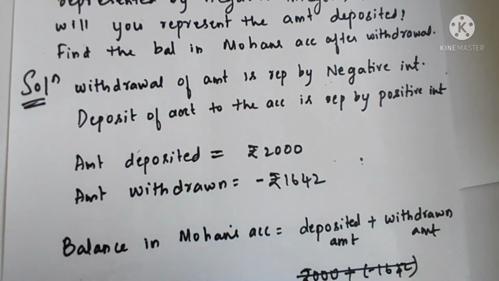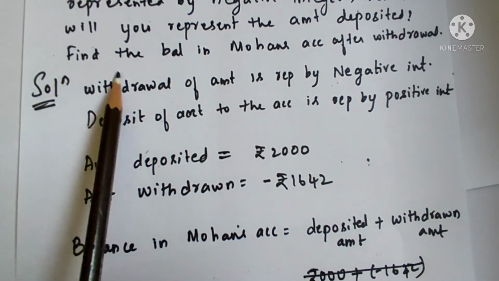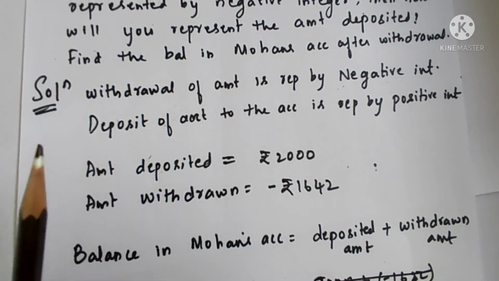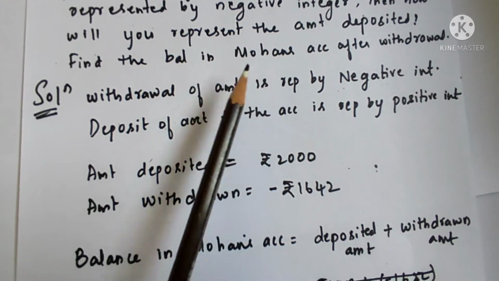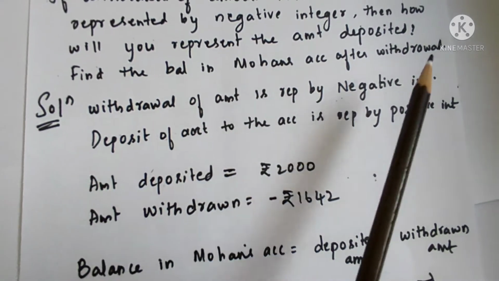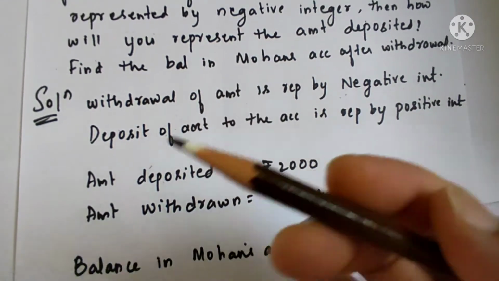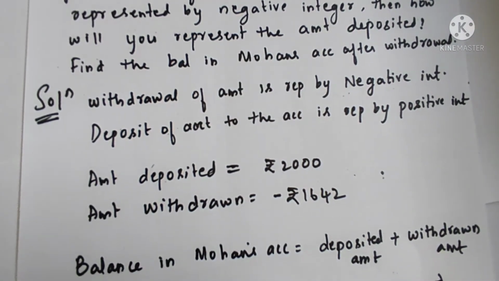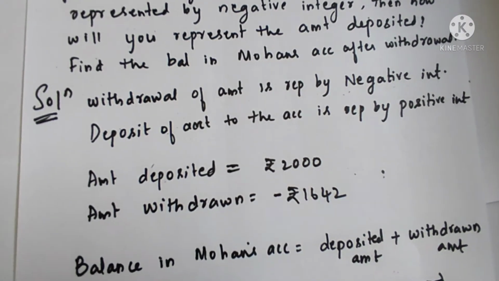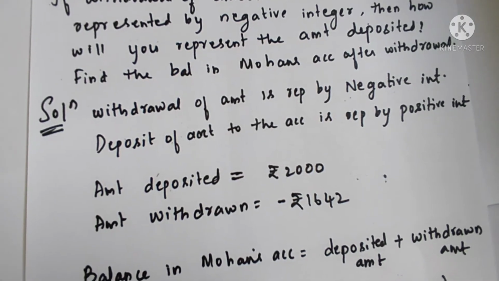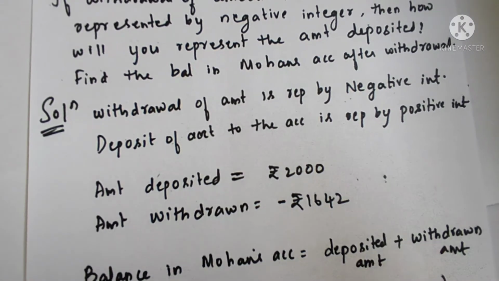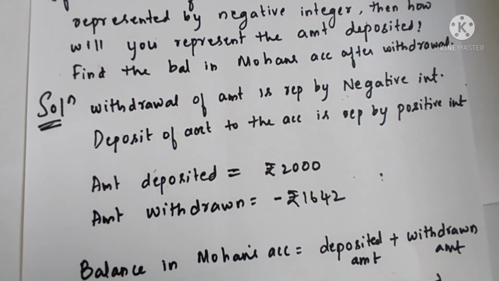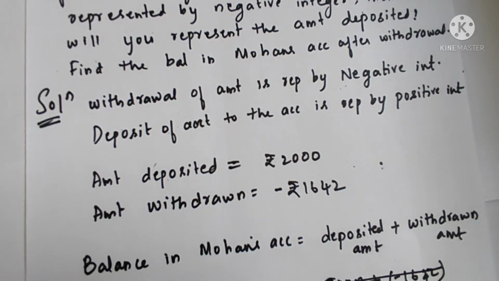Then the next part goes, find the balance in Mohan's account after withdrawal. They are asking us to find the amount which is remaining in Mohan's account after withdrawal. First he deposited 2000 rupees, then he removed 1642 rupees. After removing 1642 rupees, what is the amount remaining in his bank account? We have to find out. How are we going to do that? It is just simple, right?